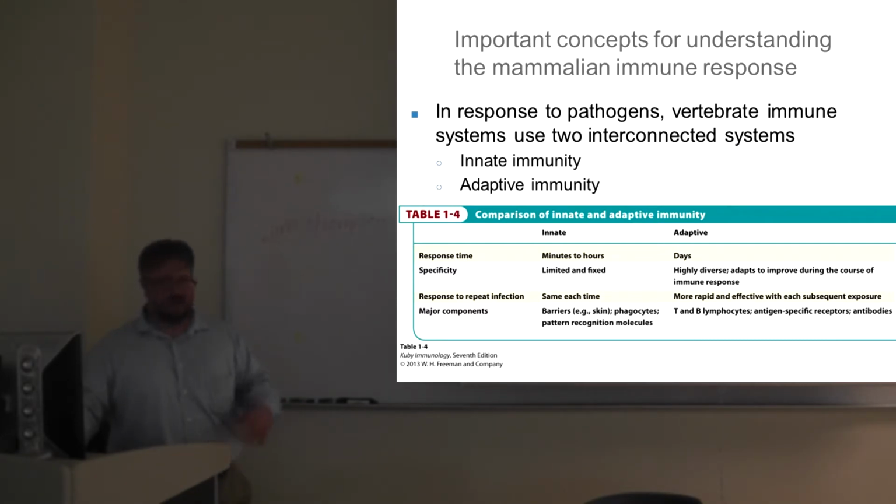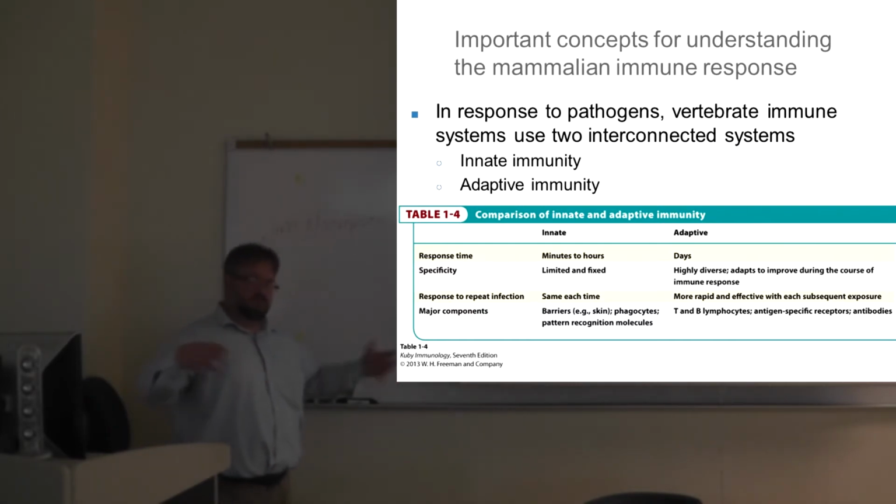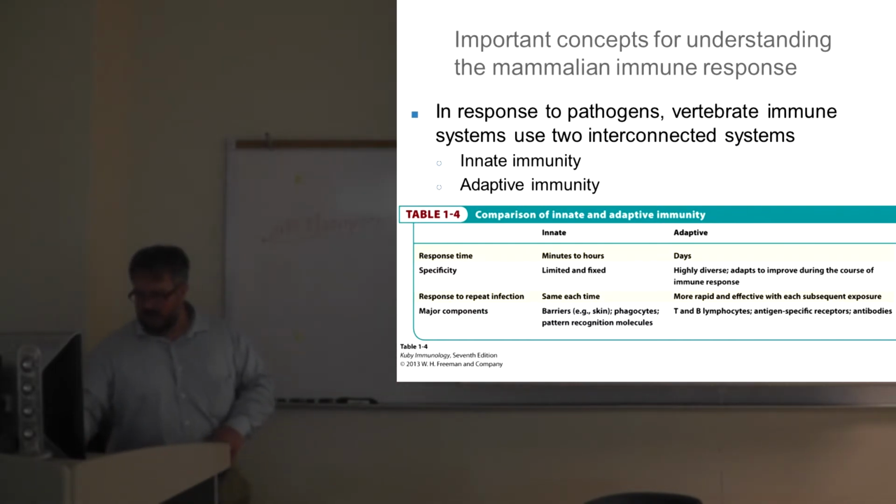Each time you get the same thing, the response is going to be faster and faster, because you have more and more of that particular type of T cell or B cell still hanging out, waiting in case it ever sees that infection again. So vaccines help to induce that type of memory in us, so that if we ever see that bacteria or virus again, we're protected against it. These are mediated by T and B cells, with antigen-specific receptors and antibodies.